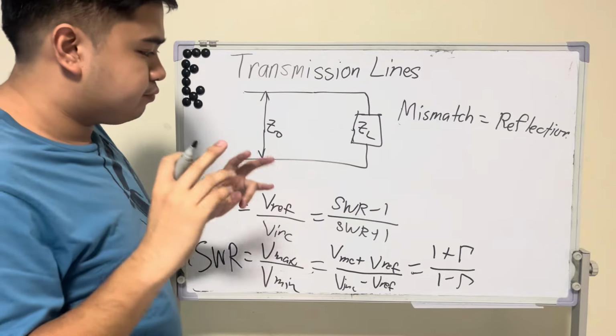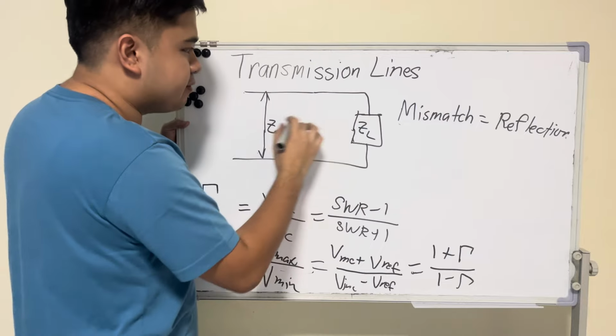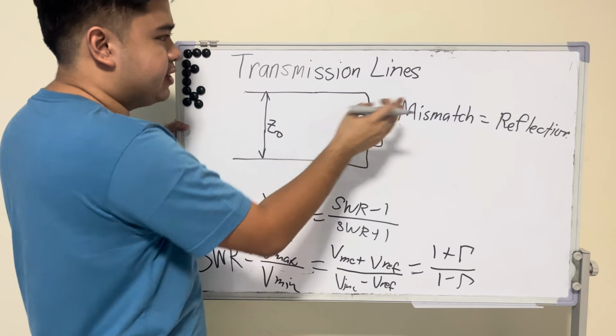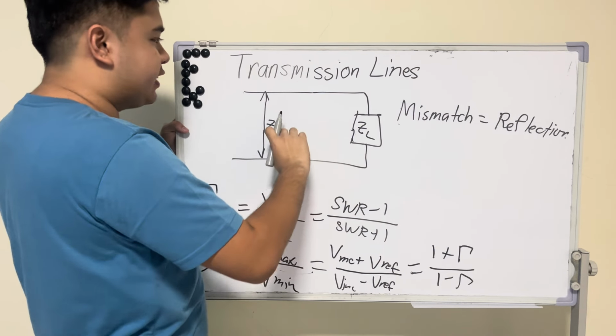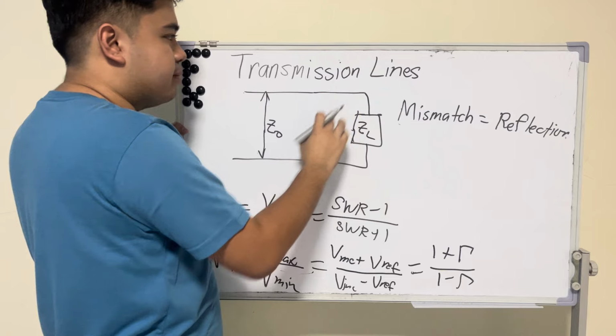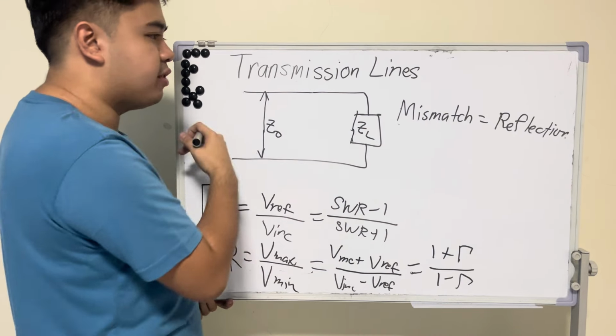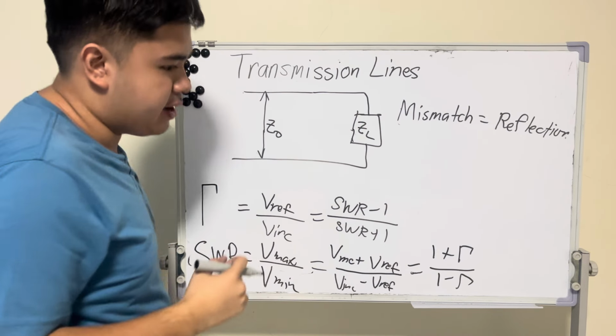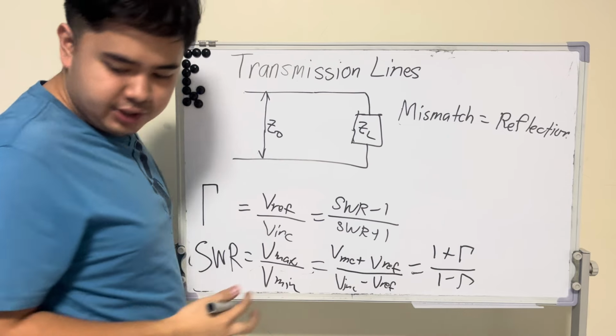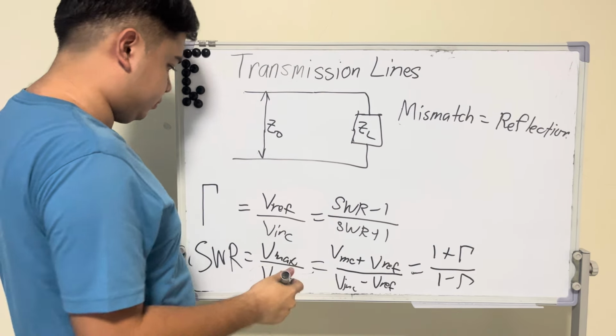However, when there is an impedance difference, when there's a mismatch, it can seem like there is a medium change, and therefore it will reflect back. And that's why mismatch equals reflection.